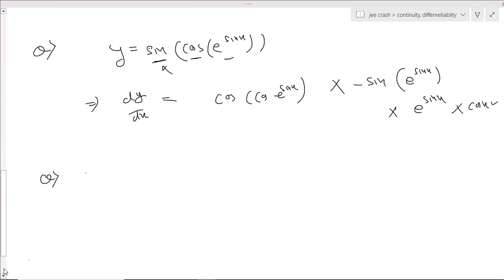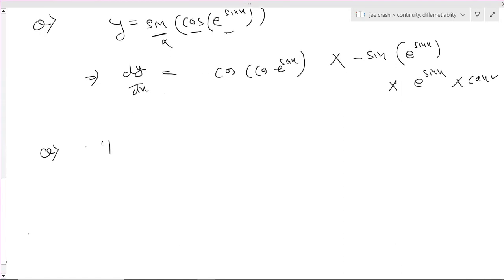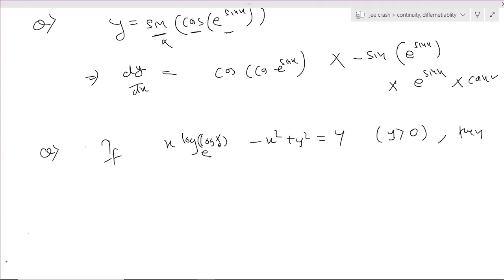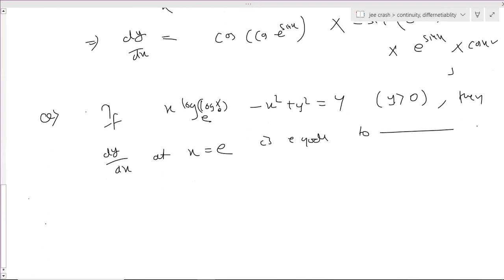So this is a question from JEE Main. Let's see who can solve this. If x log to the base e of log x to the base e minus x square plus y square equals to 4, where y is greater than 0, then dy by dx at x equals to e is equals to what? All right, 2 minutes for you guys. Very simple differentiation. This is a JEE Main 2019 question.